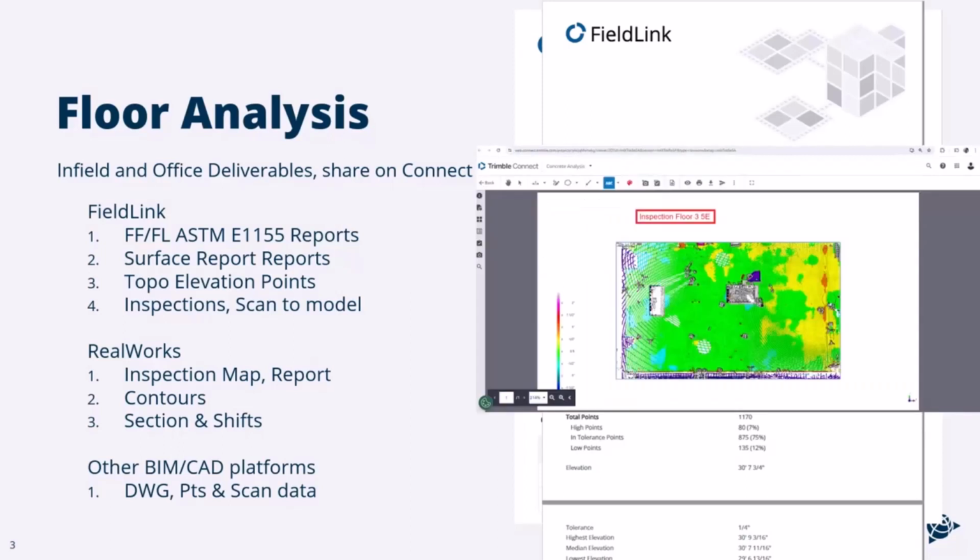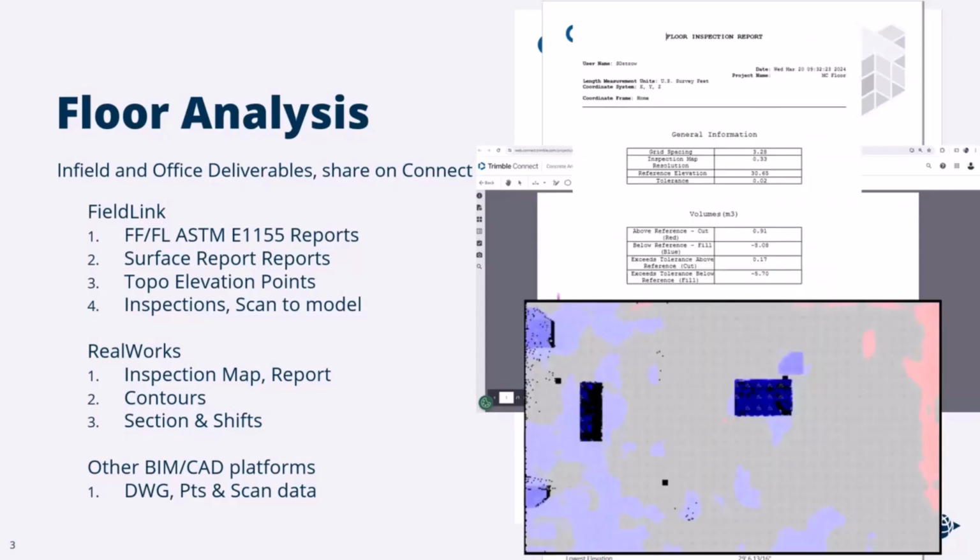Finally, you can also in FieldLink run an inspection, which is going to compare the scan data to a model if you have it. You can transfer or export that inspection data. It won't be viewable on Connect Web yet, but you can actually share the images that are created there. So we'll show you how to do all four of those deliverables. What we're not really going to cover too much is how to create RealWorks deliverables, but we will link below to how to do some of those and other videos online showing you how to create those.